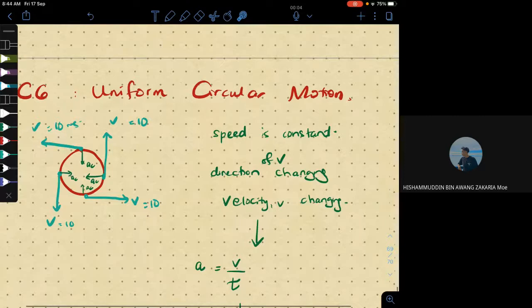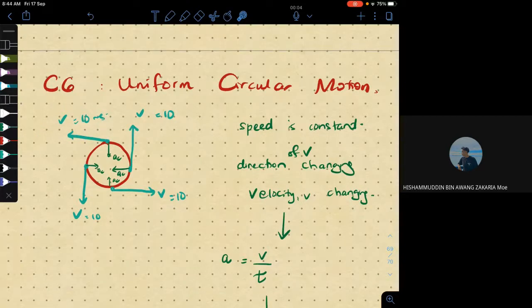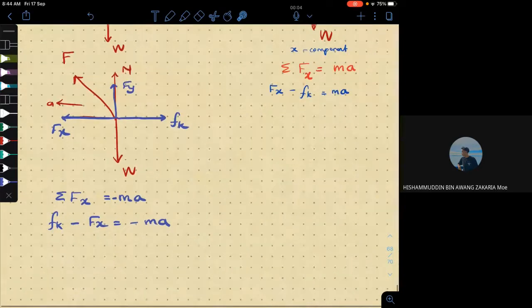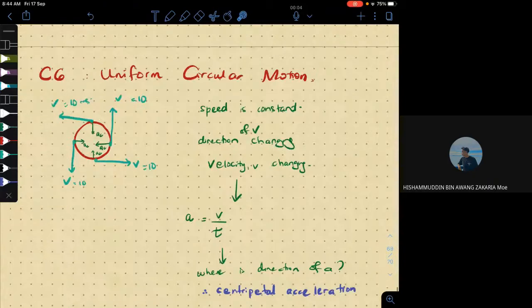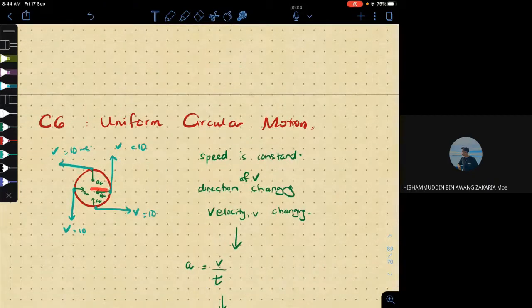Sebenarnya uniform circular motion ni sama je macam topik chapter 4, dia punya step semua sama. Tapi bila yang kamu belajar dekat chapter 4 ni, acceleration boleh jadi kat mana-mana tempat, boleh jadi ke kanan, ke kiri, ke bawah dan ke atas kan. Tapi untuk chapter 6 ni, arah acceleration sentiasa ke tengah. Itu saja beza dia. Dia ada nama spesifik iaitu centripetal acceleration, sebab acceleration dia sentiasa ke tengah. Okay, jadi kita akan cubalah buat soalan tu. So dia tak susah yang kita sangkakan.